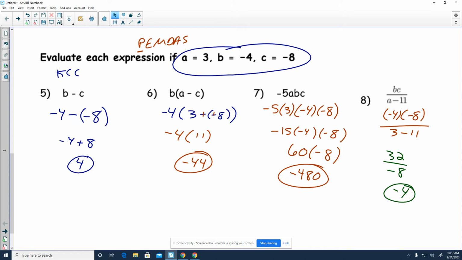So that's evaluating expressions. All you're doing is substituting the variable in where it is, and then you're doing the operations.